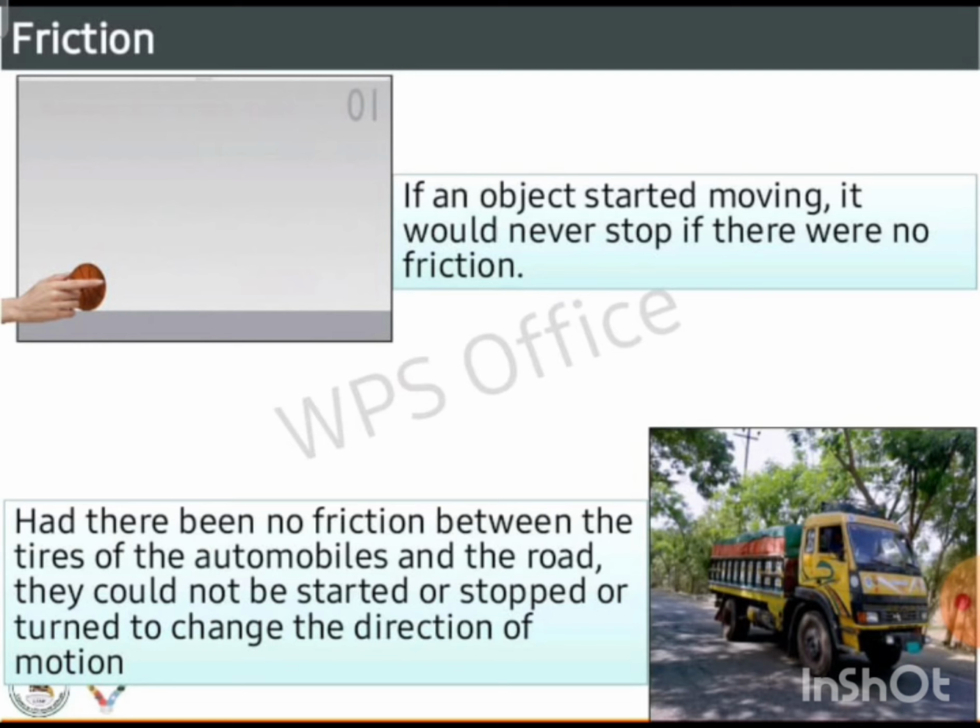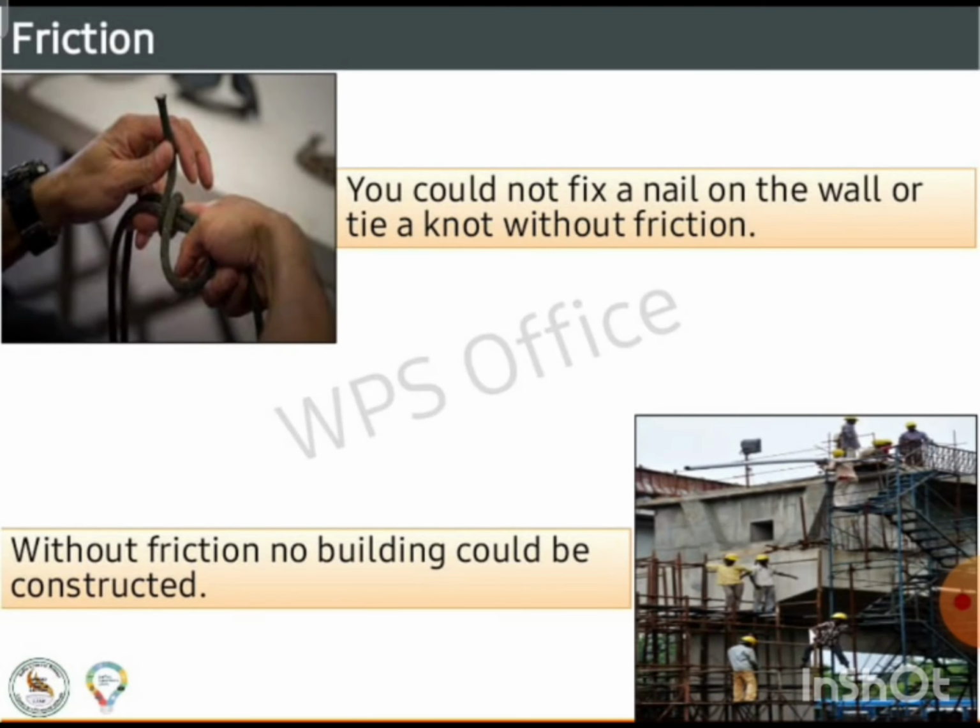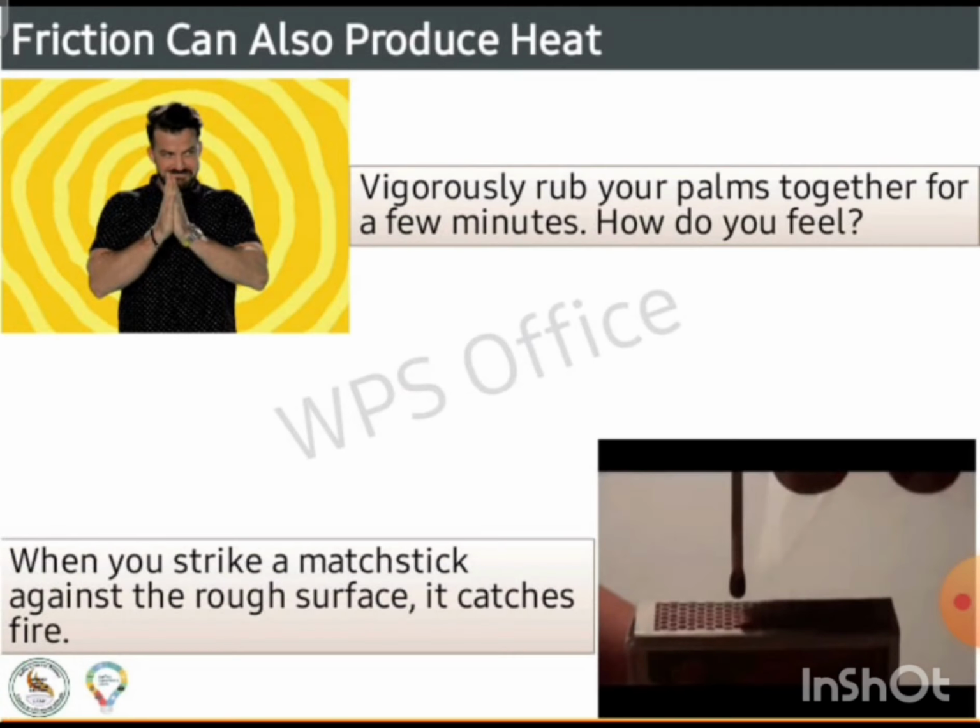If an object started moving, it would never stop if there were no friction. Had there been no friction between the tires of the automobiles and the road, they could not be started or stopped or turned to change the direction of motion. You could not fix a nail on a wall or tie a knot without friction. Without friction, no building could be constructed.